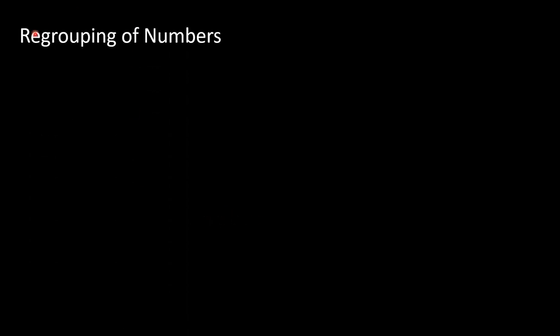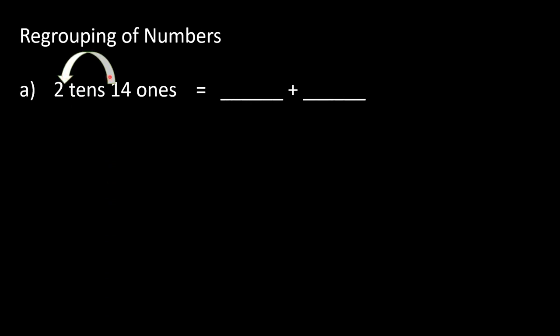Now the next is regrouping of numbers. So here beta, in A part it is given 2 tens and 14 ones is equal to dash plus dash. In the ones place it is given 14, but in 14 we have two digits, ones and tens. So what we will do here, we will keep 4 here at ones place and 1 will be carried over at tens place. So 2 plus 1 here is equal to 3. So here 3 tens and 4 ones.